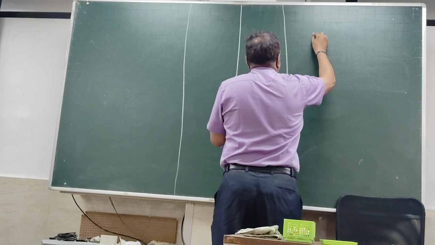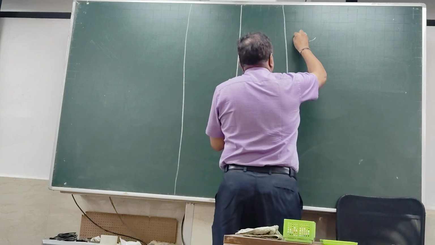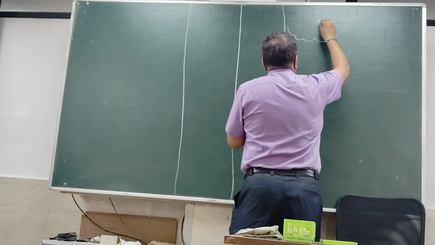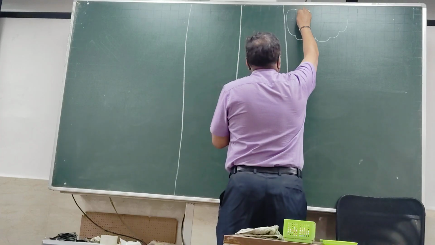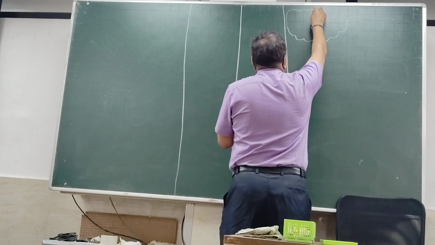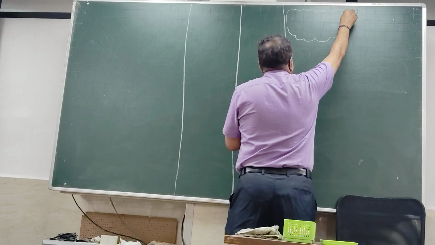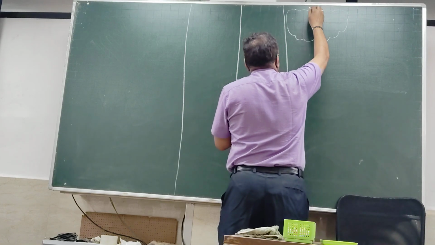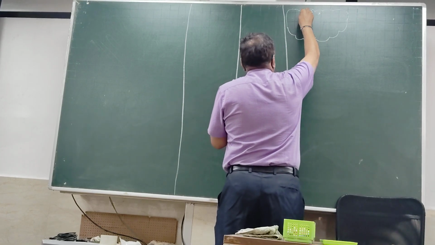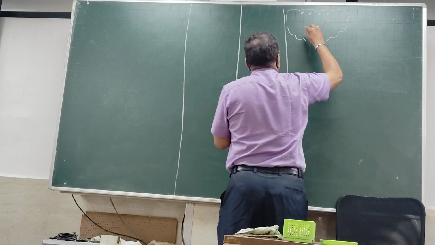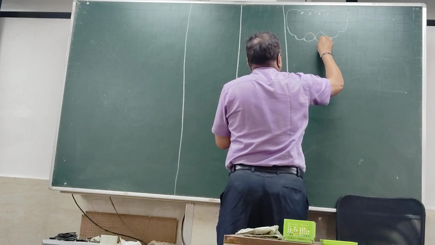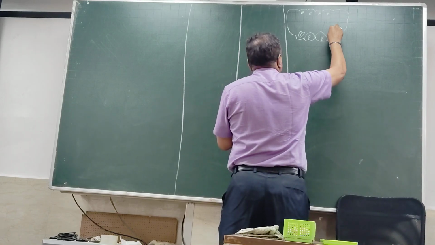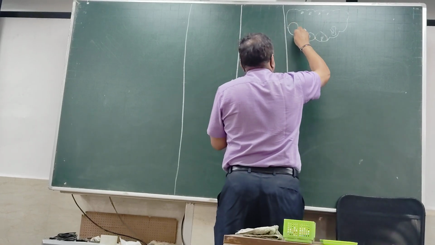One is in the mid-olivary section. In the mid-olivary section, there was the hypoglossal nucleus, vagal nucleus. Here was pyramid. Here was olive. Inferior cerebellar peduncle.